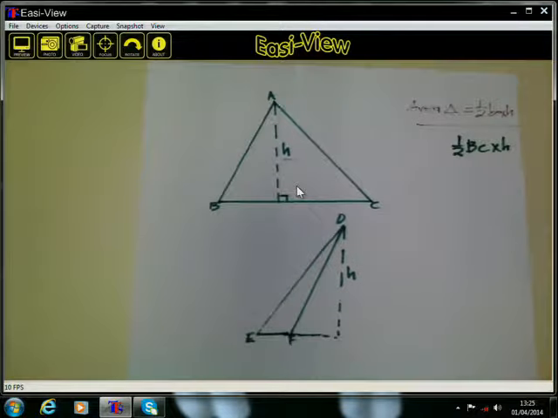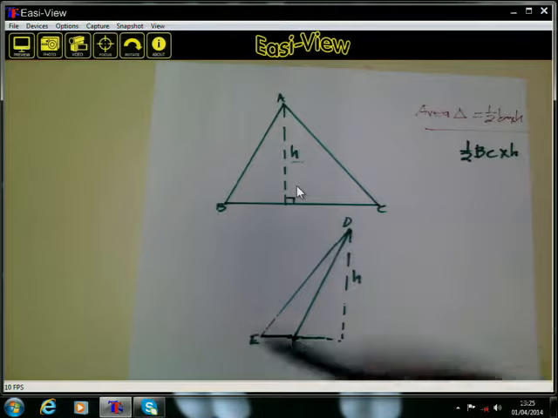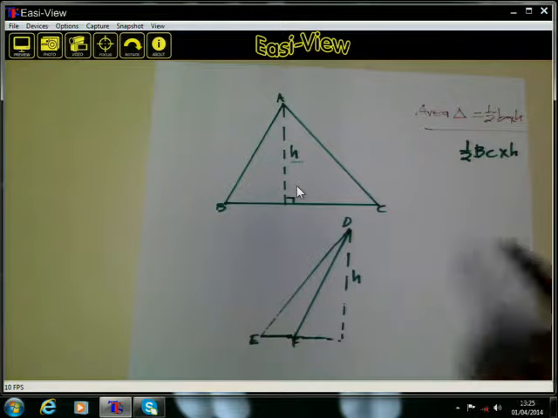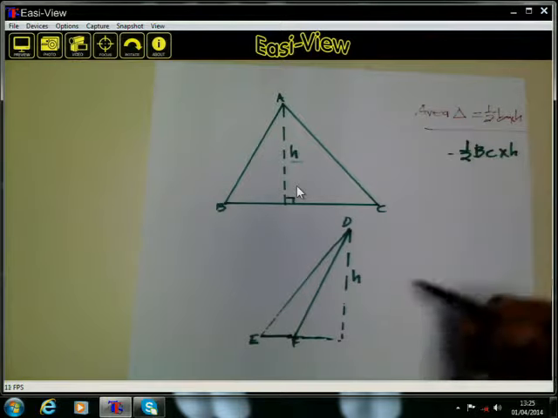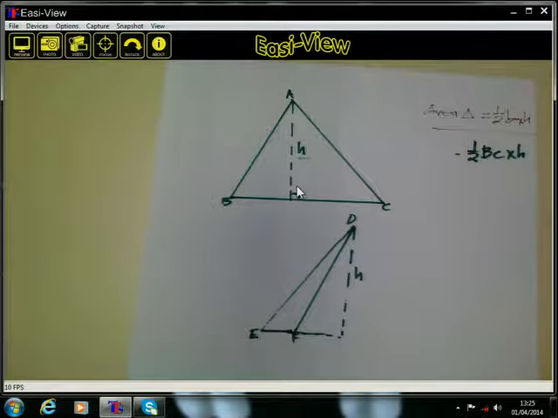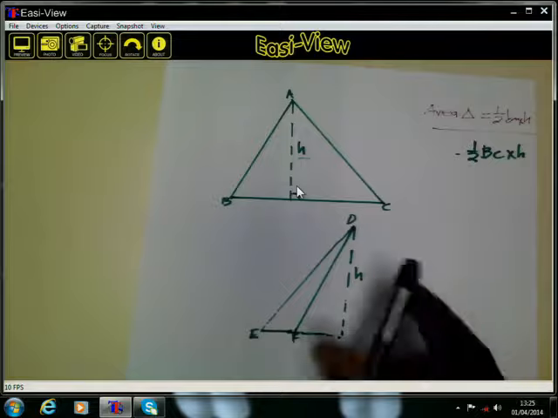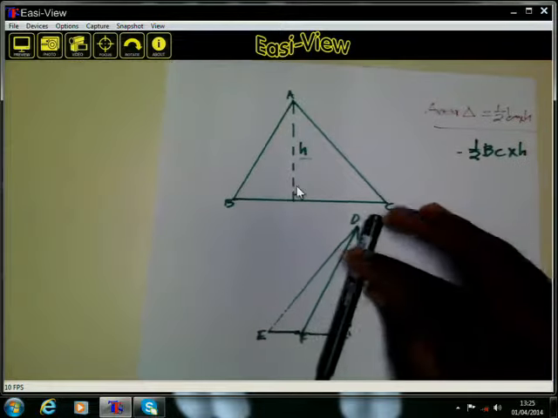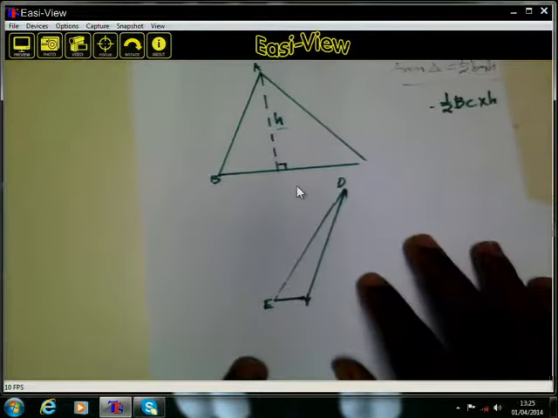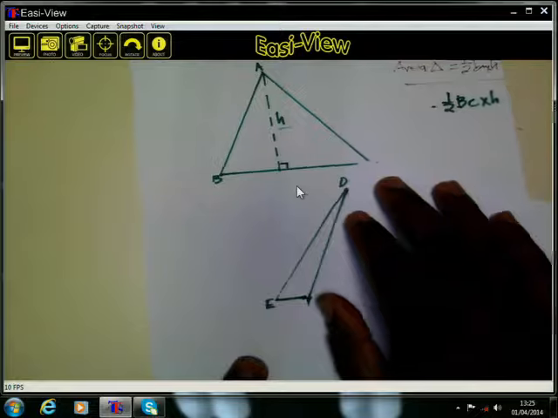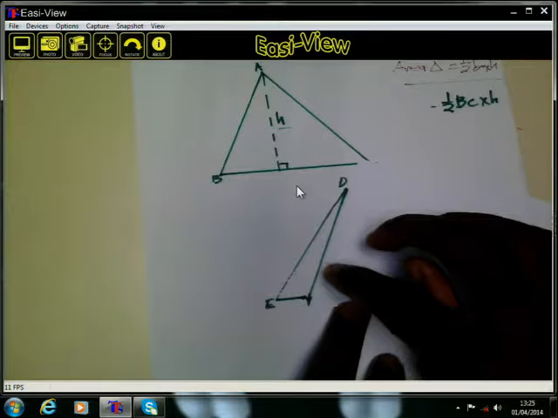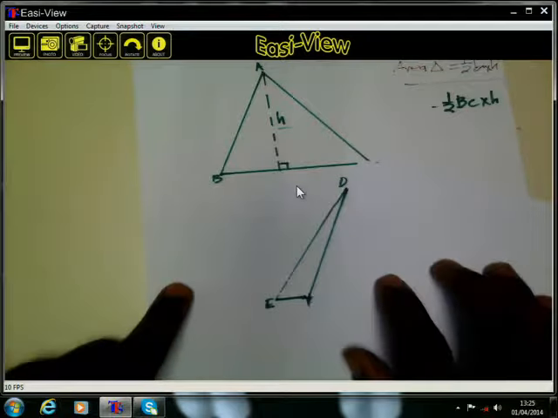Let's now come to the second triangle, which is triangle DEF. We'd also like to talk about the area of such a triangle. If you look at this triangle alone, without this extension, it would otherwise be difficult for us to determine the perpendicular height. That's why we ended up having an extension.